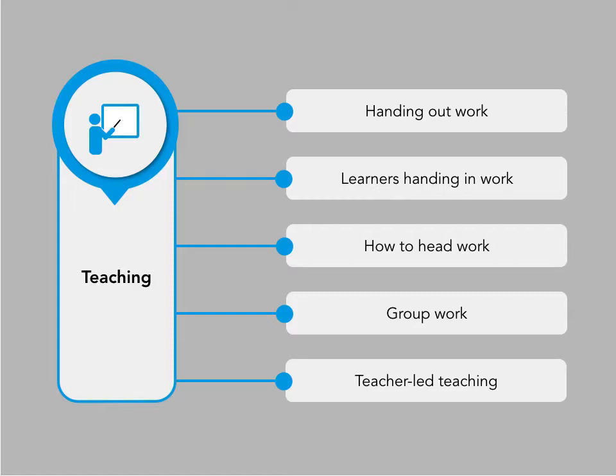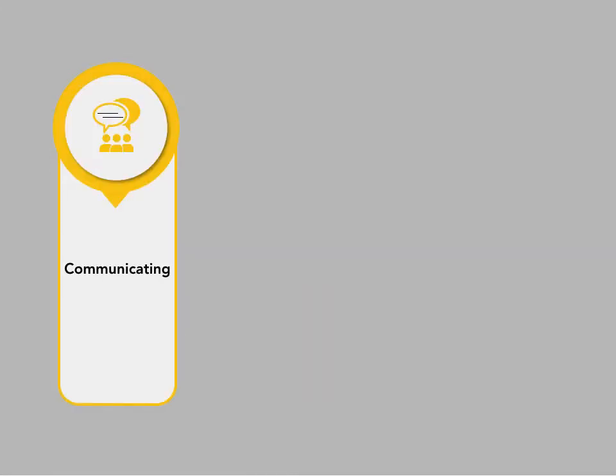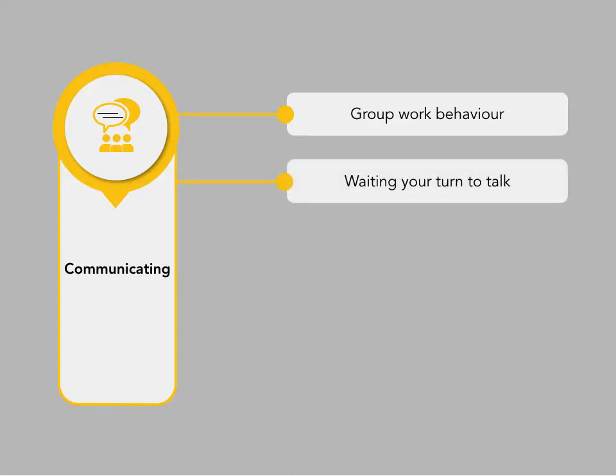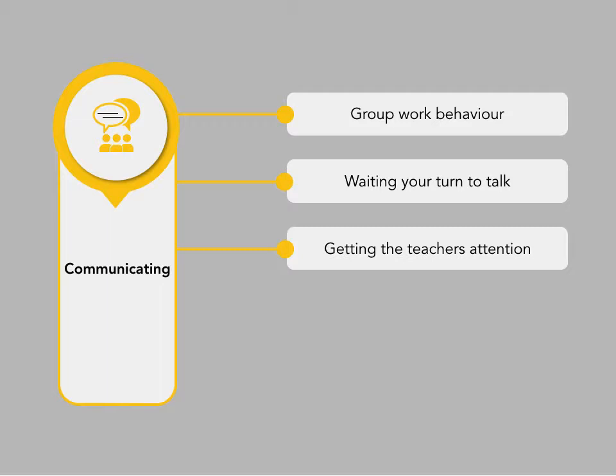The next set of routines is for communicating. And these include, again, behavior appropriate for when working in groups. When you're waiting your turn to talk, trying to get the teacher's attention so you can participate in a discussion. Constructive noise levels. When learners are working in pairs or groups or collaboratively, there is an element or amount of noise that is suitable for the classroom.